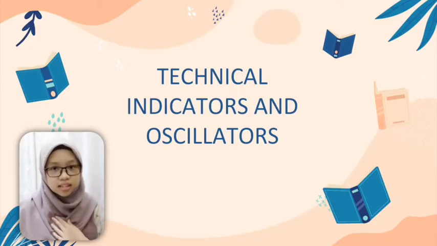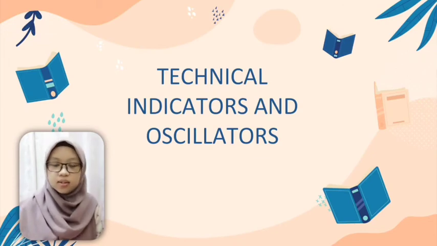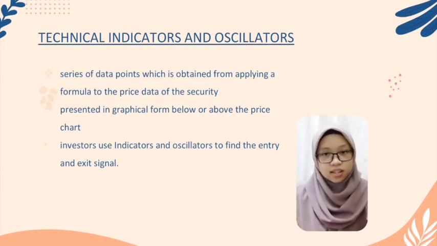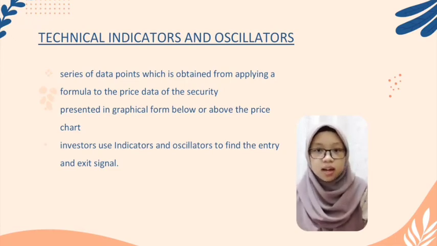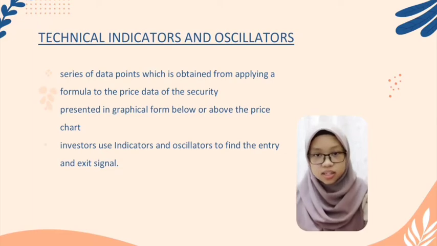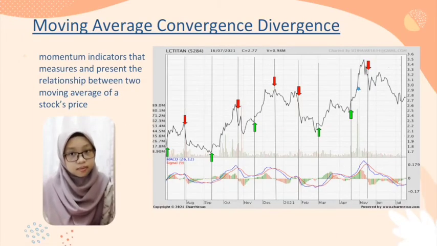Assalamualaikum, my name is SITI HAJAR and I will continue with the indicators and oscillators. Firstly, technical indicators and oscillators are a series of data points obtained from applying a formula to the price data of the security, such as the high, low, and closing price. It is presented in a graphical form, usually below the price chart, and is used to find the exit and entry signal.